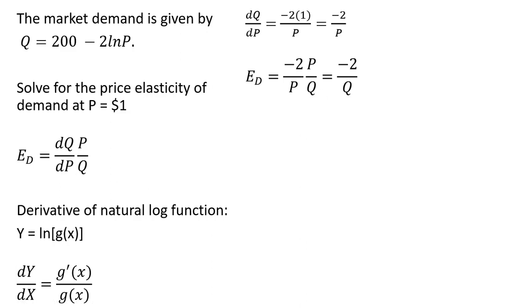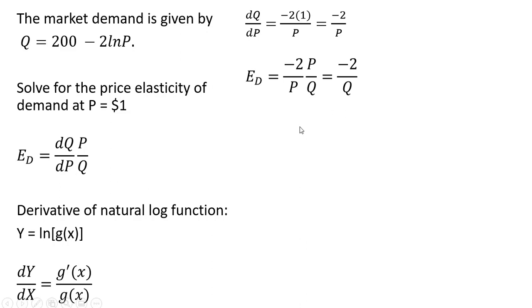So let's put everything together. We have our derivative result, minus 2 divided by p, and then that's going to be multiplied by the ratio of price to quantity. And something neat happens here. You can see that the price terms cancel, and we have elasticity of demand of minus 2 divided by q.